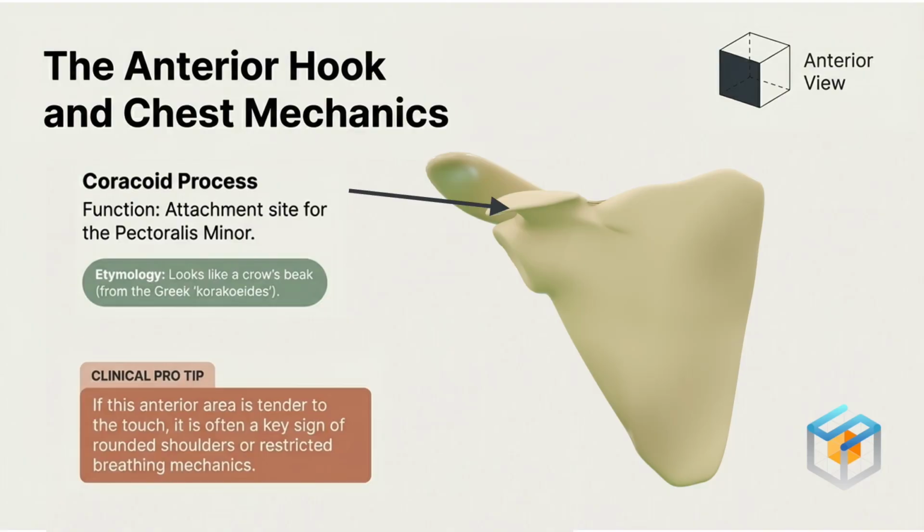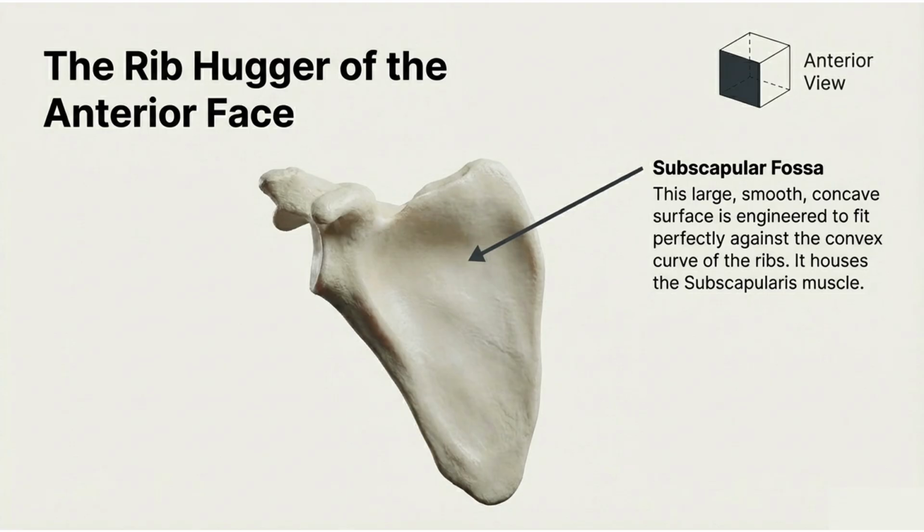If this area is tender to the touch, it's often a sign of rounded shoulders or restricted breathing. Subscapular fossa. This large, smooth, concave surface fits perfectly against the curve of the ribs. It houses the subscapularis muscle.